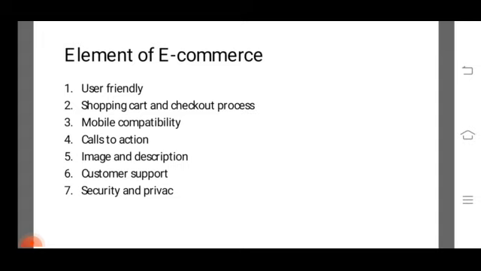Customer support is another important element. Some sort of customer support needs to be available in case of any problems or questions. There are different types of customer support like phone numbers, email, online chat, and many more. The last element is security and privacy.